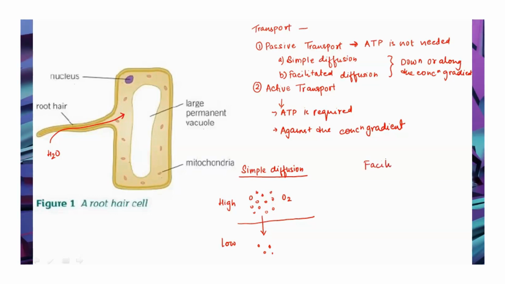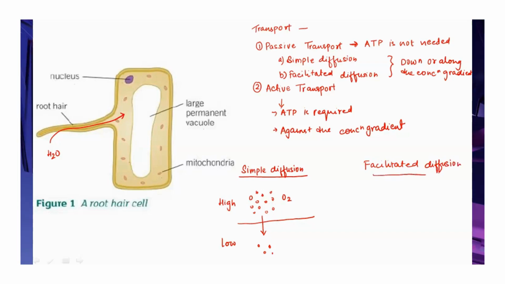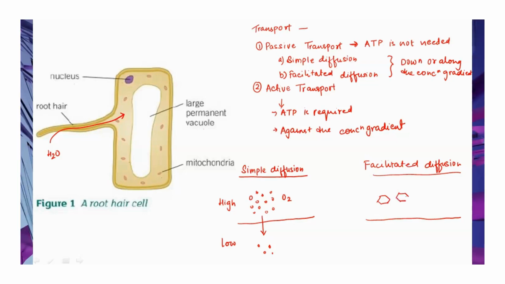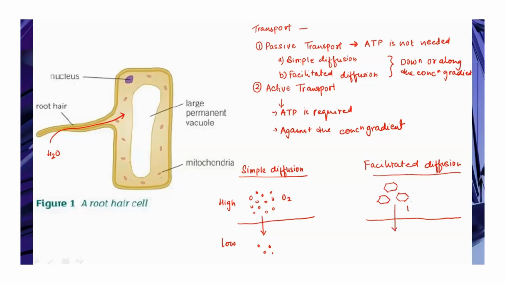Facilitated diffusion. Facilitated diffusion is where it's not simple. It needs to be facilitated. Why and when? Sometimes the molecules are not as small as oxygen. It's not oxygen or carbon dioxide gas or some ion. It's actually, let's say, glucose. Glucose cannot simply diffuse through the membrane. Even if the concentration is very high on one side and very low on the other side, it won't be moving simply.